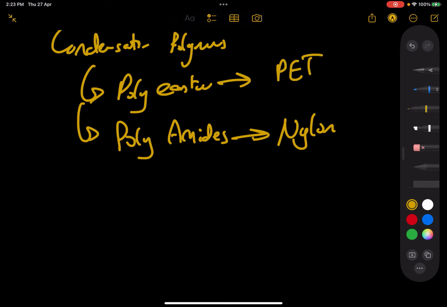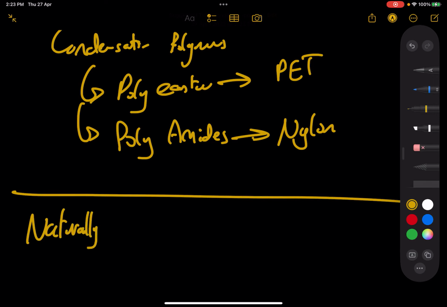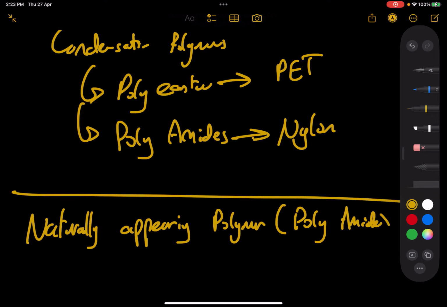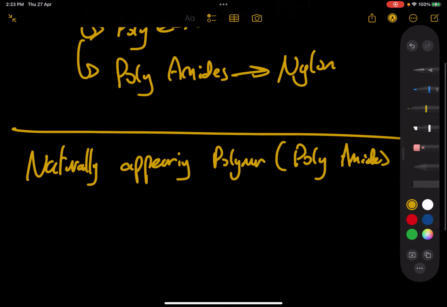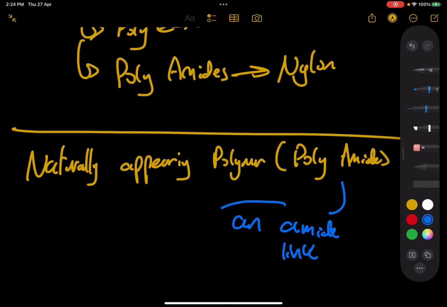Do we have naturally appearing polymers? Yes, we do. Actually, the naturally appearing polymers happen to be polyamides. By polyamides, they have what? An amide link.